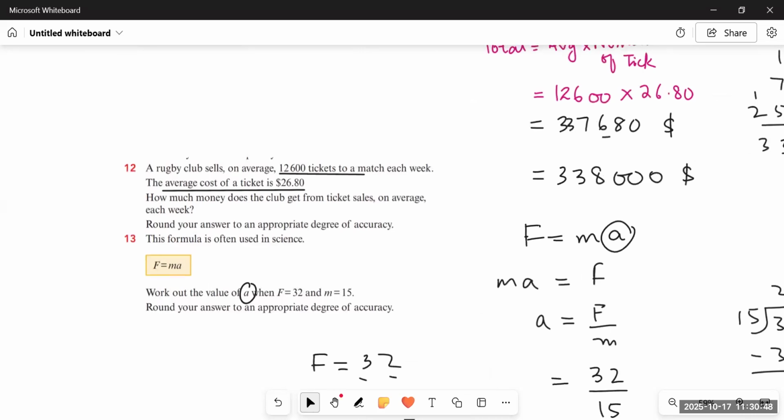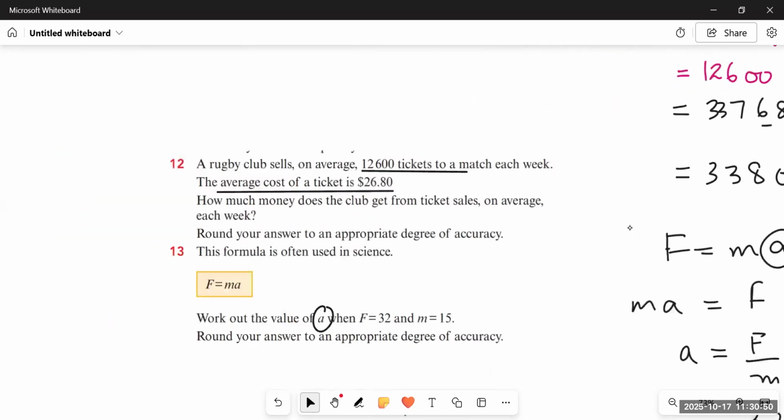Here in the previous question, we had 12600 and 26.8. So what we did, we wrote the answer to three significant figures. This was the appropriate degree of accuracy. But when the question itself has only two digits each, the answer would also have two digits.